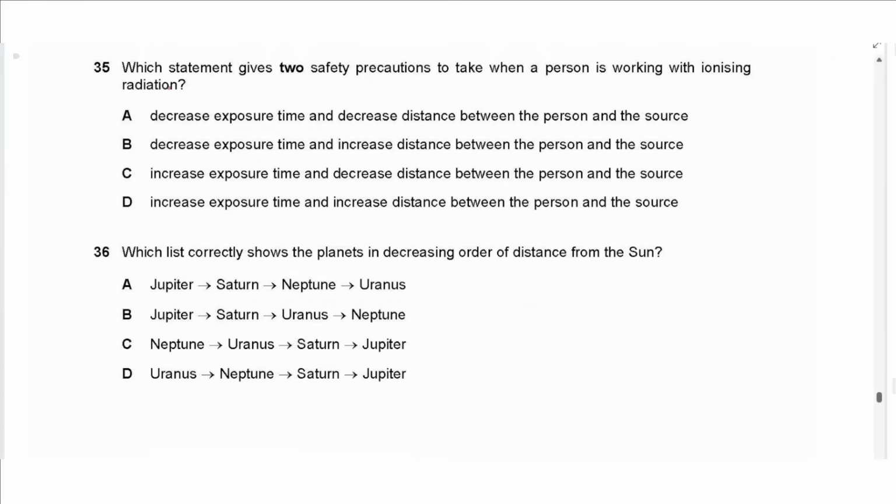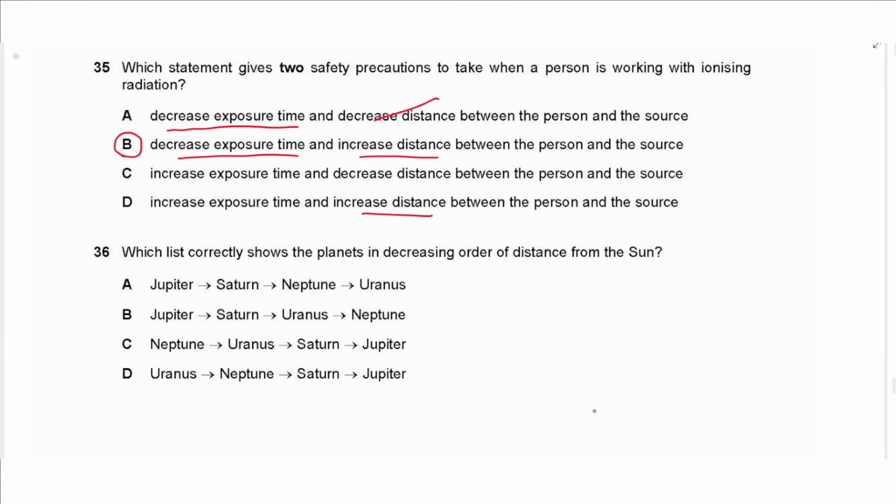Question 35 says, which statement gives 2 safety precautions to take when a person is working with ionizing radiation? Decrease exposure time, yes. Decrease distance between the person and the source, no. Increase distance between source and person, so the answer will be B.